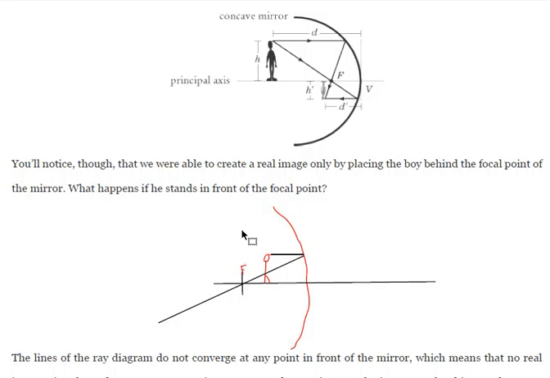Alright, so I made my guy a little bit too big. I had to shrink him down a little bit. But I can't remember where I left off. So we were saying we have one ray coming parallel to the principal axis, gets reflected down through the focal point. Our next ray, though, if you look up above, it went from the head down through the focal point. We can't do that here because the focal point is behind him. We can't go down through and into the mirror. So what we're going to do is to go from the top of his head.